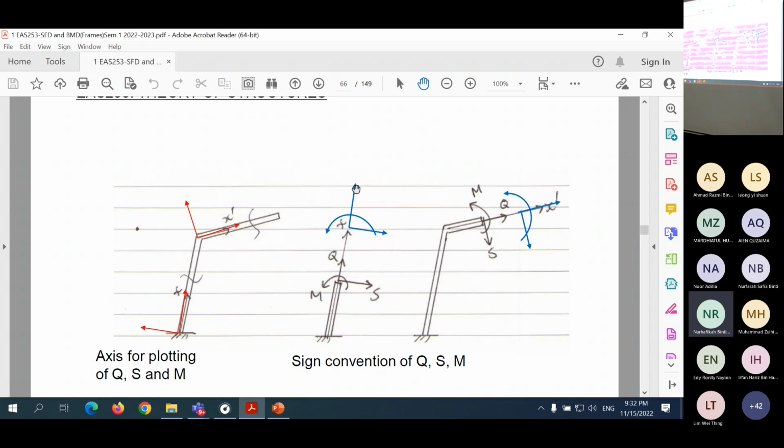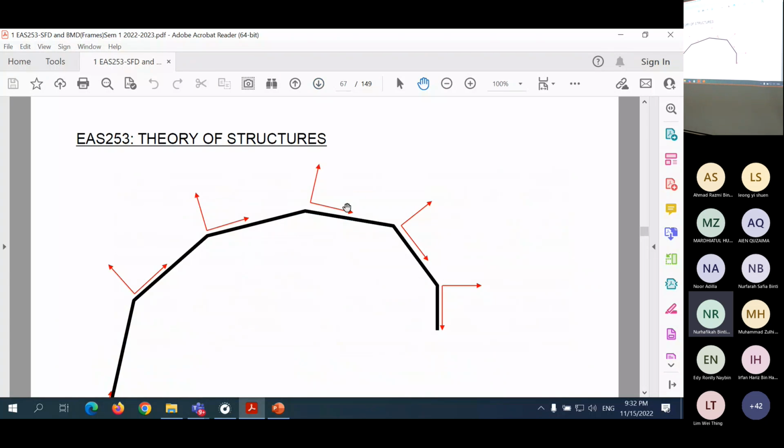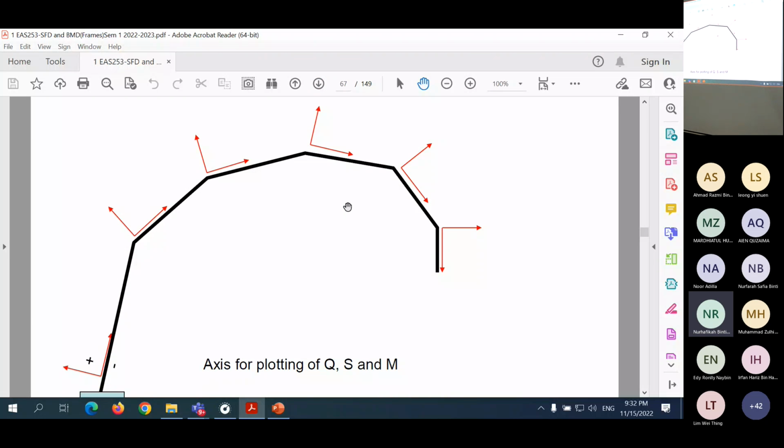Okay. This is where we plot, and the corresponding positive direction for axial, shear, and bending moment. If we get a problem like this, then this is the axis of where we should plot positive and negative shear, positive and negative axial force, or positive and negative bending moment.